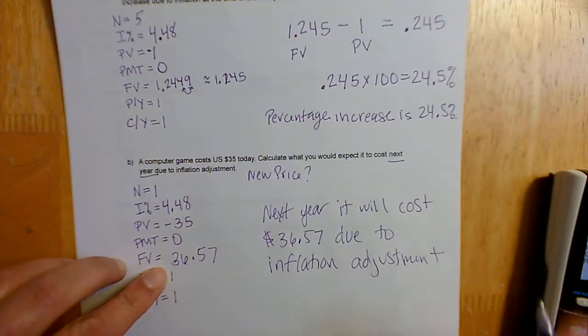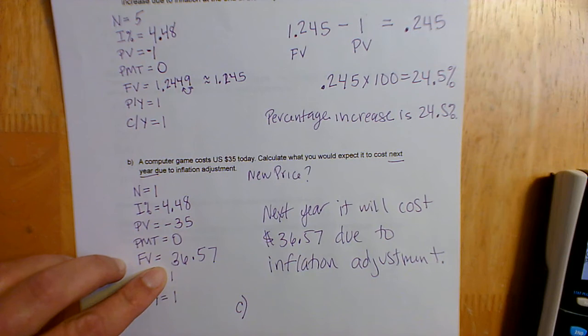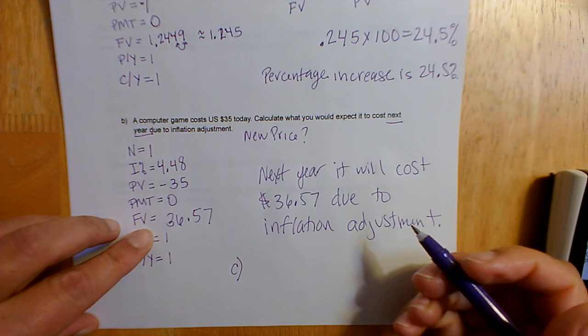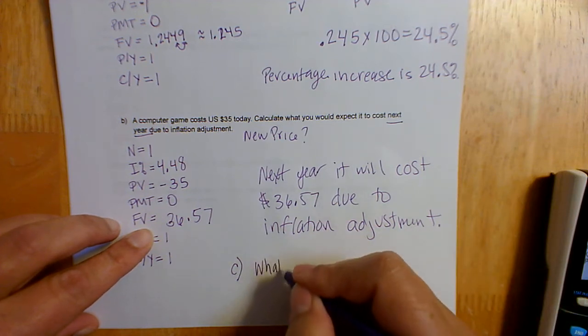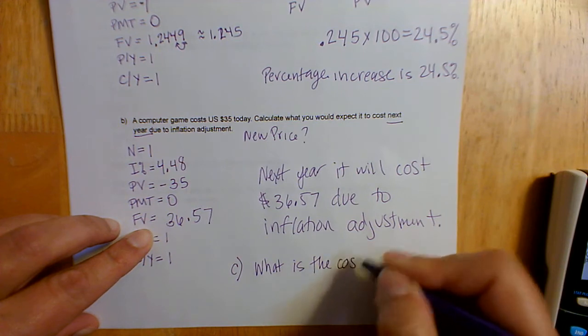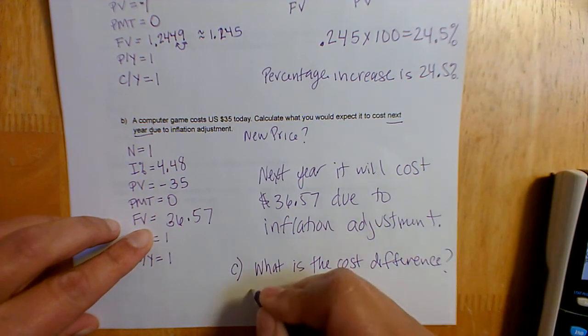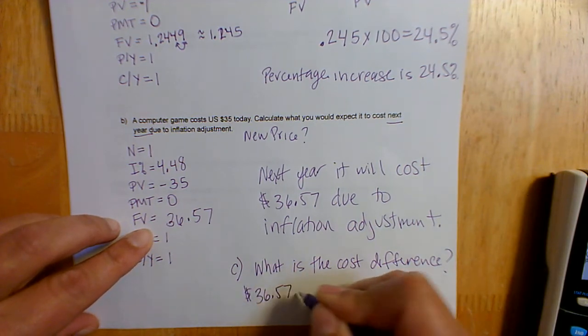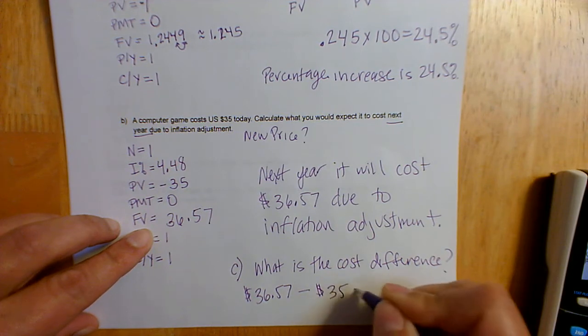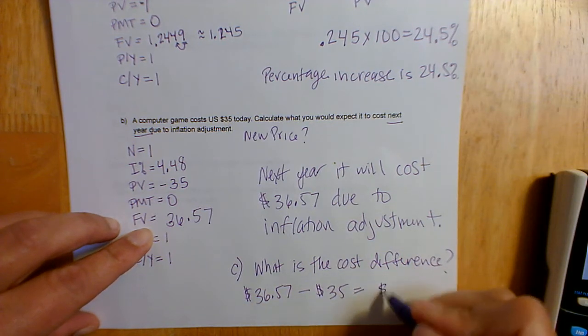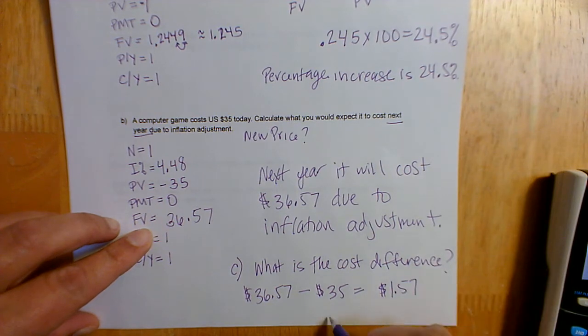I'm just going to extend this lesson a little bit more. That could have been a really good part C for me to add, and I'm just thinking about this now. What is the difference? So just extending that, I just want to see if I subtract the new price from the old price, what that would be. I haven't done this, so 36.57 minus 35. So it increased by $1.57.